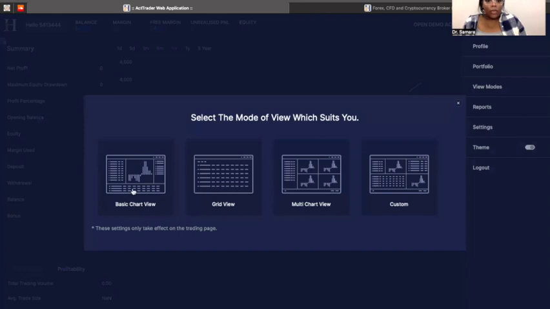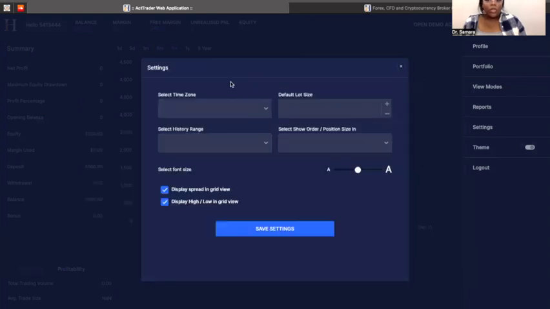So it looks like we're probably on the basic chart view. I'm good with that because I don't trade any other pairs besides US 30, as you guys already know. But if you are someone who trades multiple different types of pairs, this multi-chart view would be nice for you to have as well. So, okay, we also have settings.